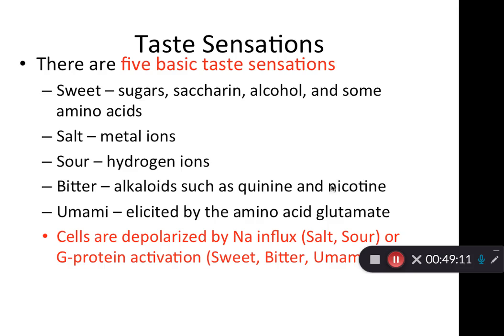So there are different signaling pathways involved in this taste sensation. For example, the G protein receptors are involved in the sweet, bitter, and umami taste sensation. However, the sodium ion influx is responsible for the salty and sour taste sensation.